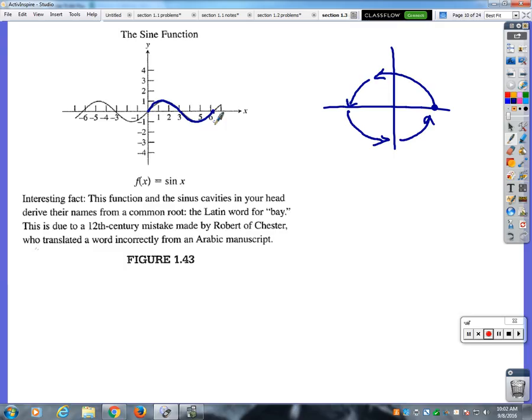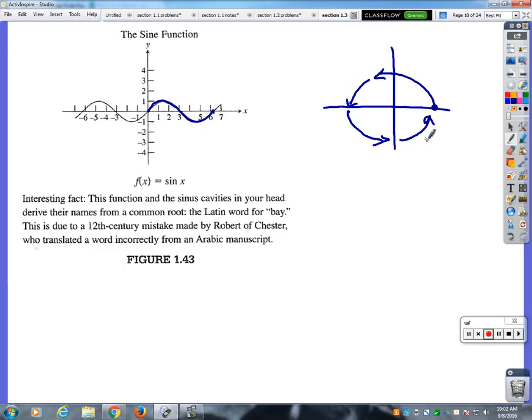2 pi. Because the circumference of this circle is 2 pi if the radius is 1. So the period of that function is 2 pi. Interesting fact: this function and the sinus cavities in your head derive their names from a common root, the Latin word for bay. This is due to a 12th century mistake by Robert of Chester, who translated the word incorrectly from an Arabic manuscript.